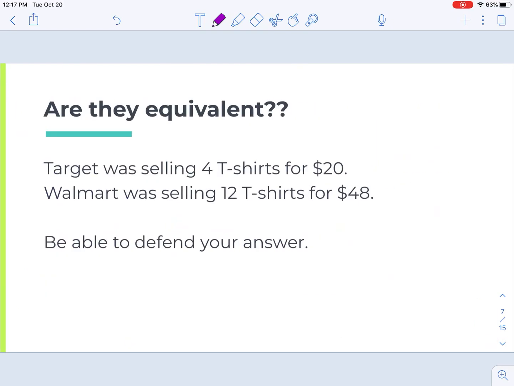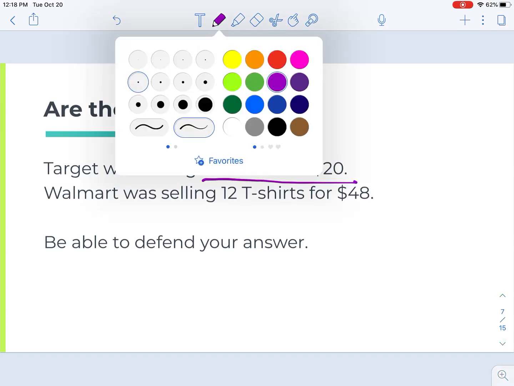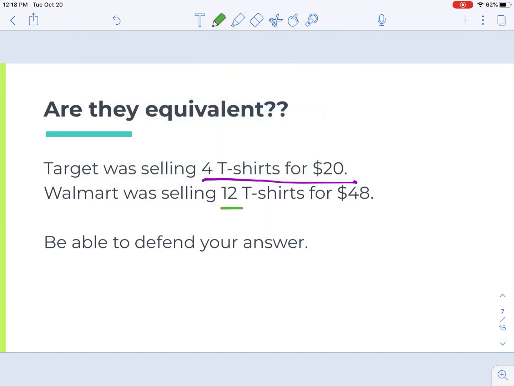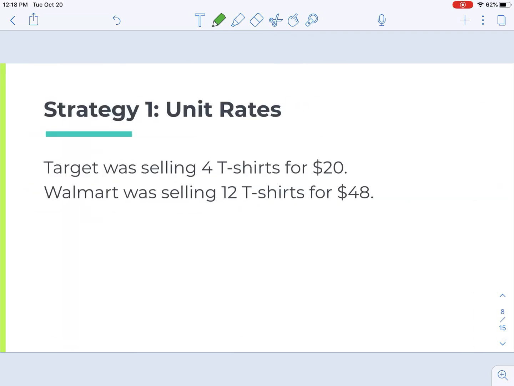Let's look at another example. Target was selling 4 t-shirts for $20. Walmart was selling 12 t-shirts for $48. And I asked the class to figure out if those two are equivalent. I encourage you to pause the video when I ask you to figure things out and see if you can figure it out on your own. So there's two strategies that you can use for this one. The first one is finding the unit rates.